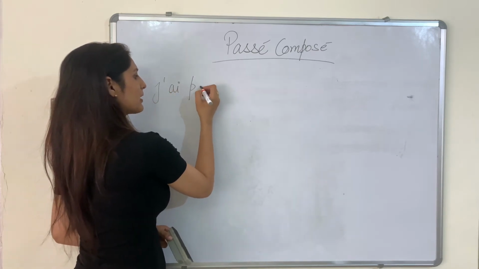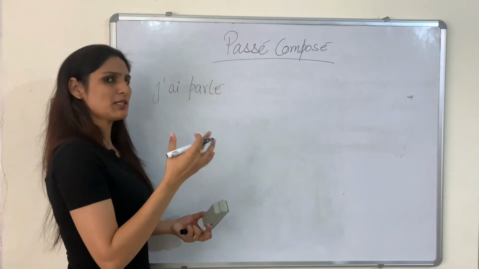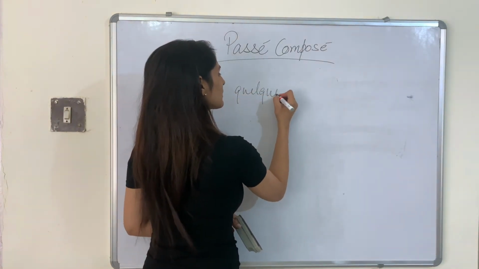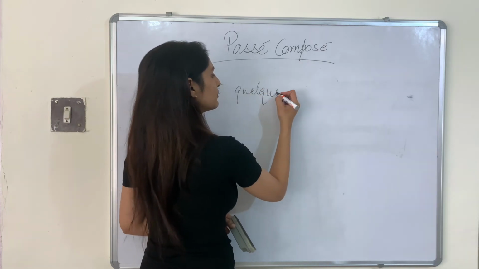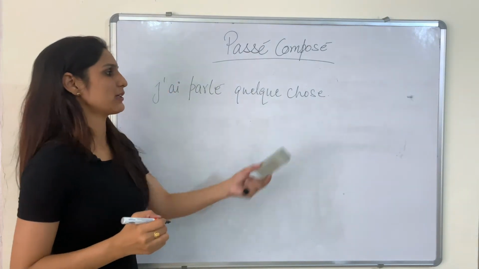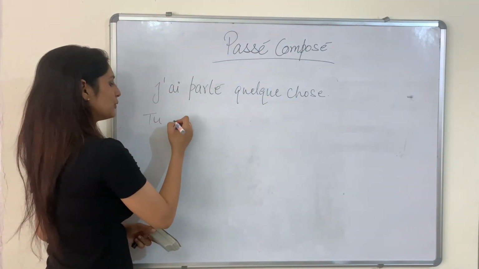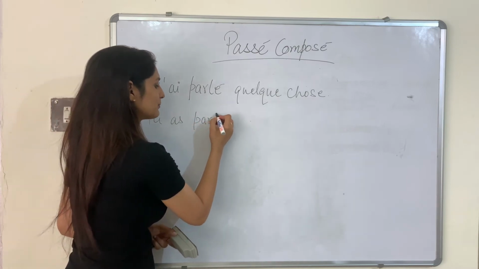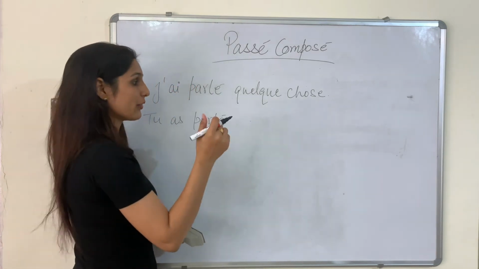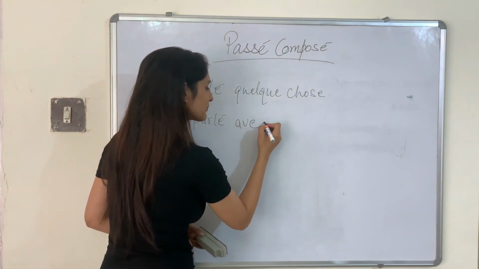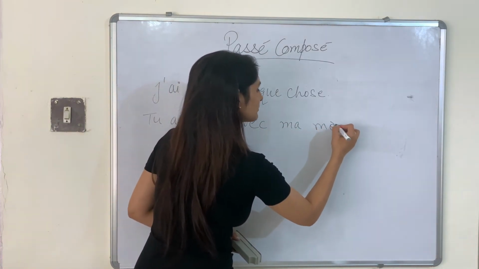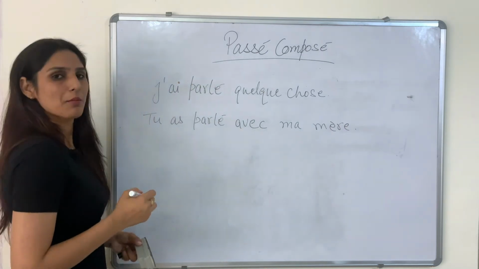J'ai parlé. I spoke something. So quelque, Q-U-E-L, Q-U-E, quelque chose. I spoke something, something is quelque chose. Tu as parlé. You have spoken or you spoke with my mother, avec ma mère. You spoke with my mother.